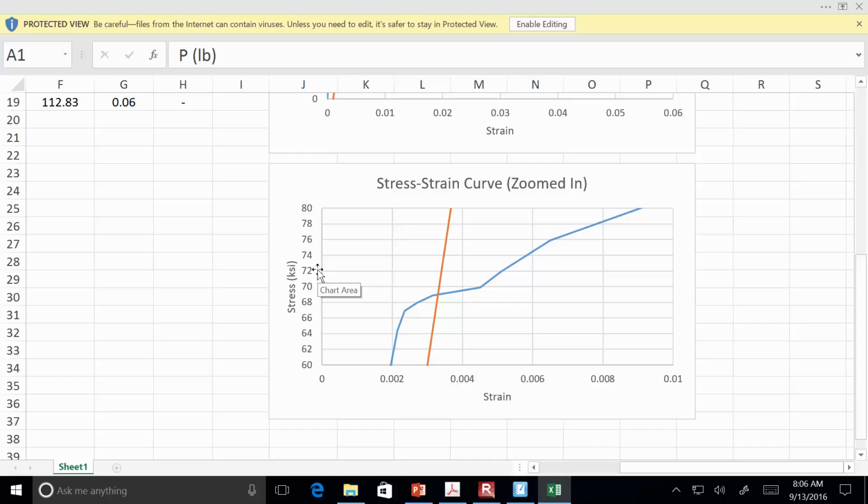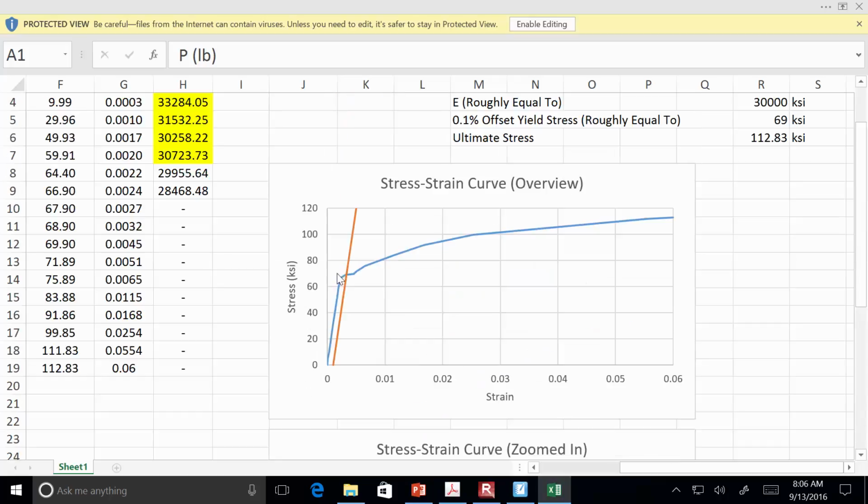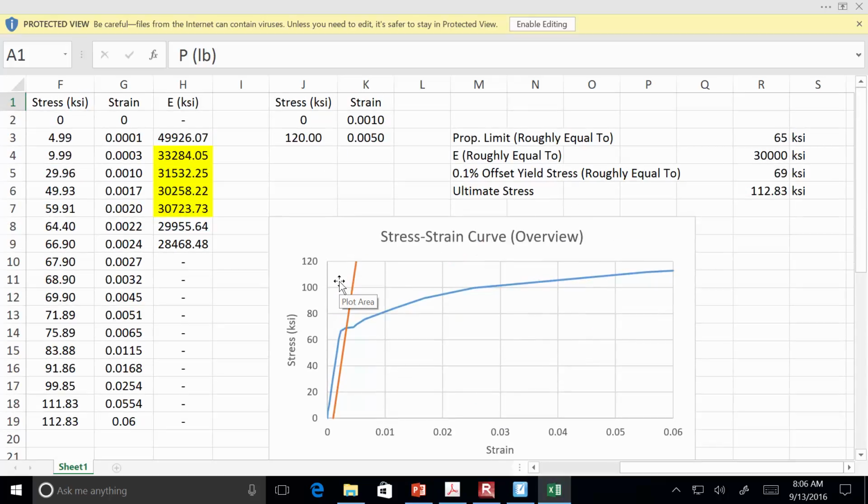You can kind of see it starts to veer away from that linear portion right around here, which is around 65 KSI. So that's where that proportional limit comes from. Now, how do you get that 0.1% offset? You need the E value.